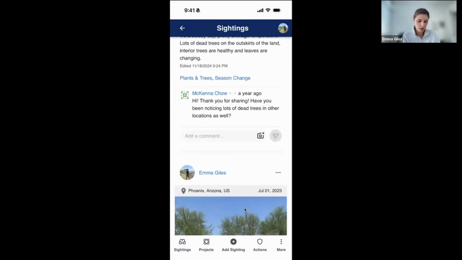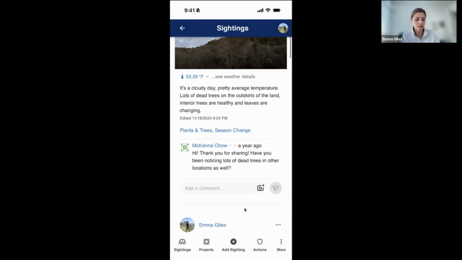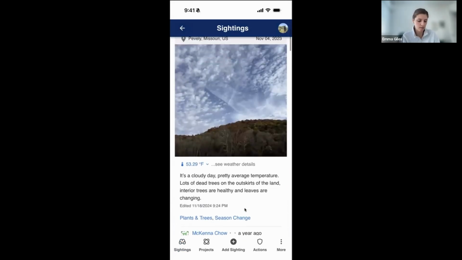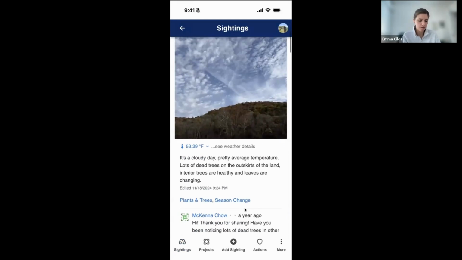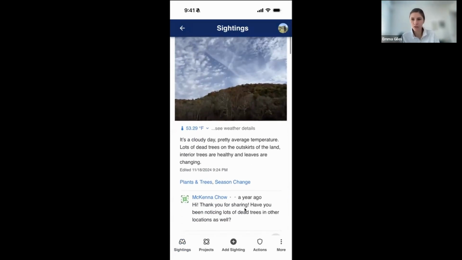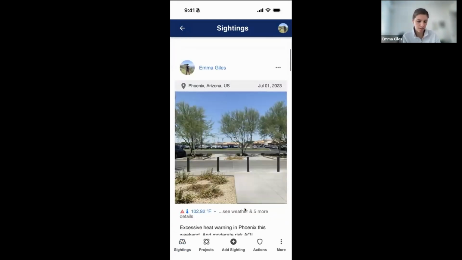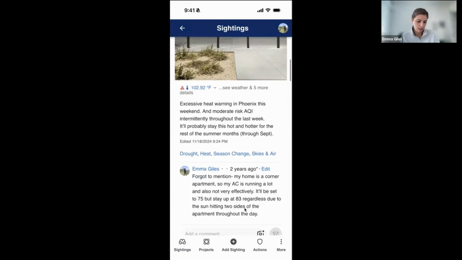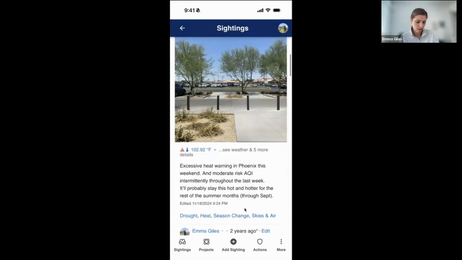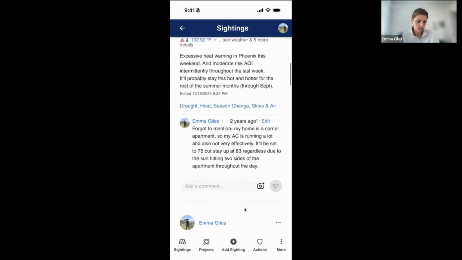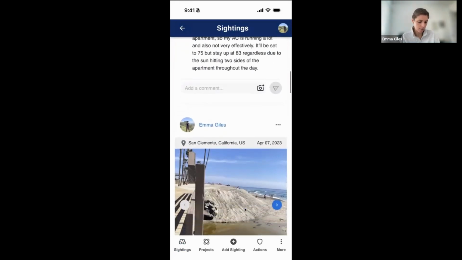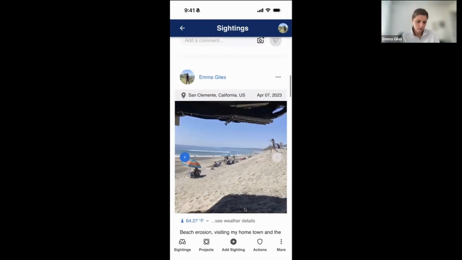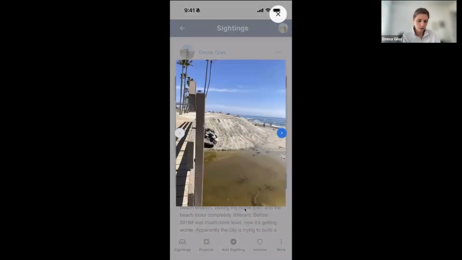Thank you for sharing. Have you been noticing lots of dead trees in other locations? So this is actually the one I did with the Girl Scouts. It was a pretty average temperature, but we just saw a lot of dead trees and not a lot of life happening. And Phoenix was always super, super hot. And I think, oh yeah, this was me. Forgot to mention AC is running a lot. Yeah, that was a rough time. Some serious land erosion you can complain about.